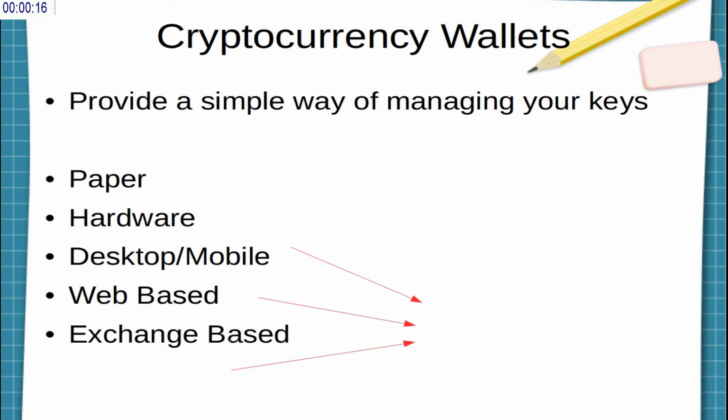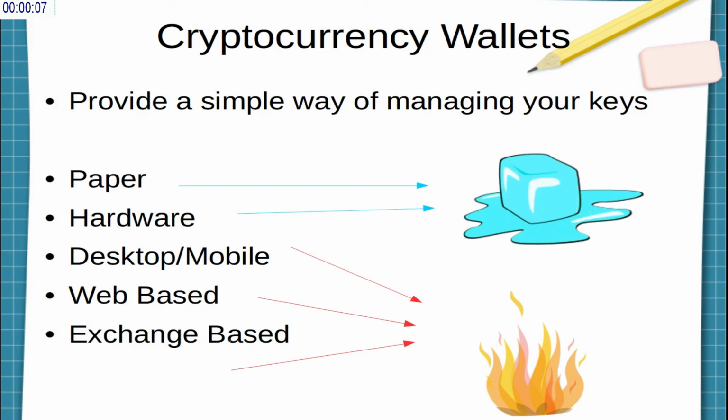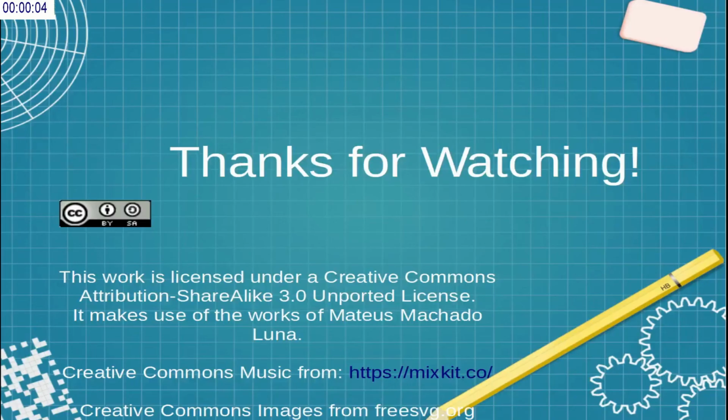One more thing you might hear is the difference between a hot and a cold wallet. Hot wallets are simply wallets that are connected to the internet in some way, whereas cold wallets are wallets that are not connected to the internet.